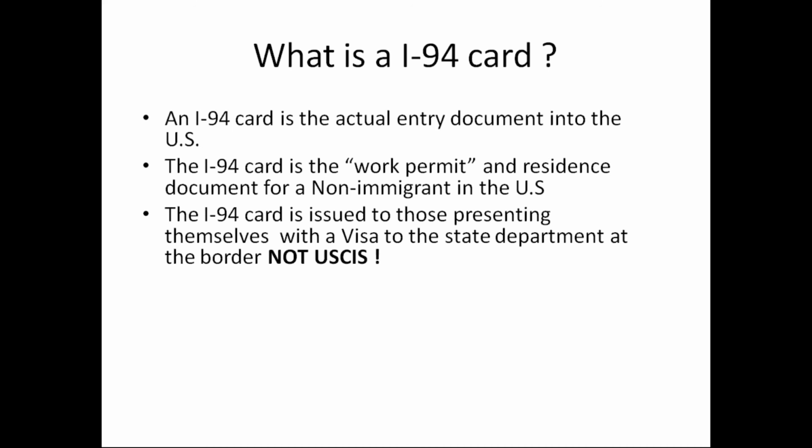The I-94 card is the quote-unquote actual work permit and resident document for a non-immigrant in the U.S. This may be a little bit confusing, because at first I told you that the visa is the key. But the visa type tells you the purpose that someone has in the United States, while the I-94 card is their actual permit to work.